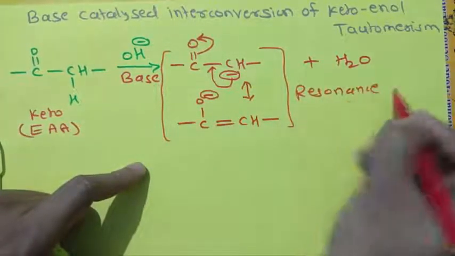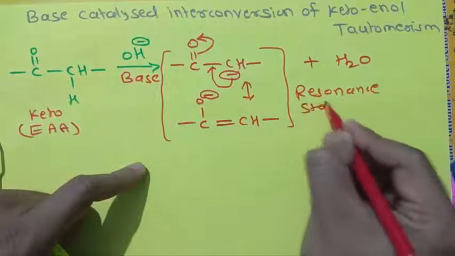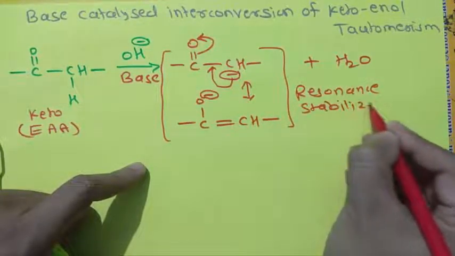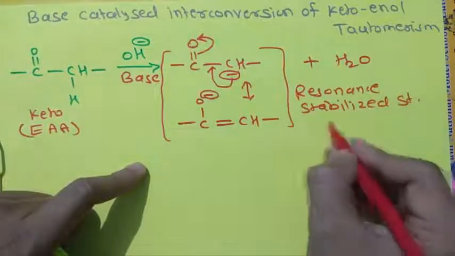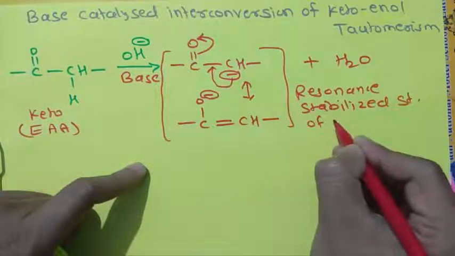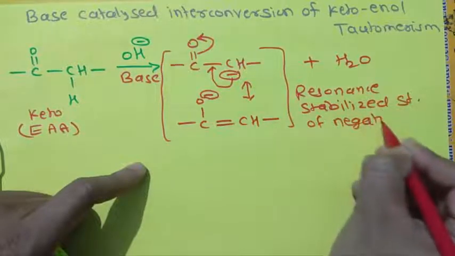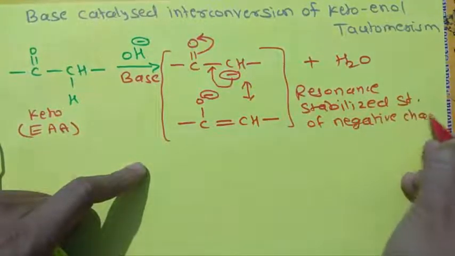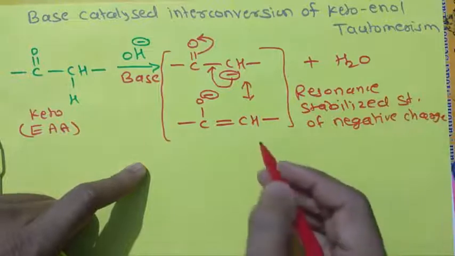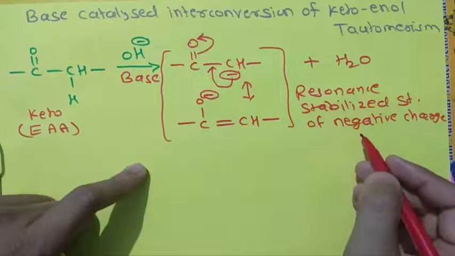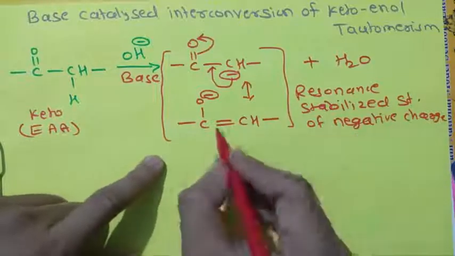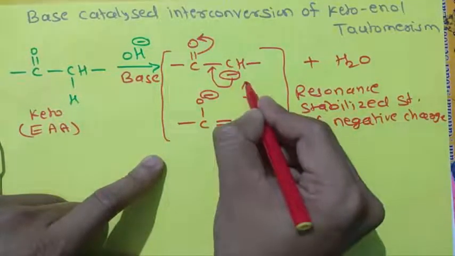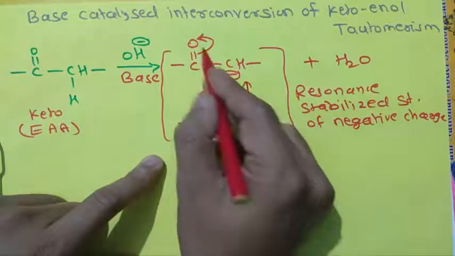resonance stabilized structure, or resonance stabilization of the negative charge, or resonance stabilization of the anions. They are all one and the same. Here this is the structure which can appear. This negative charge can be stabilized by the resonance.